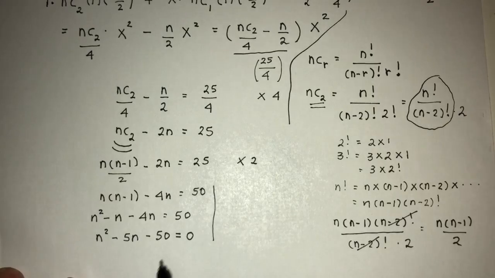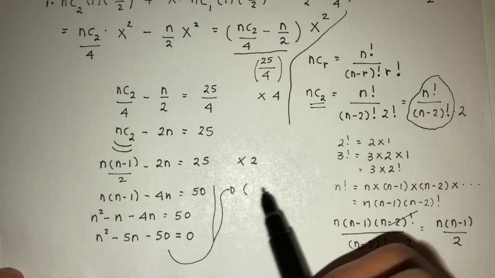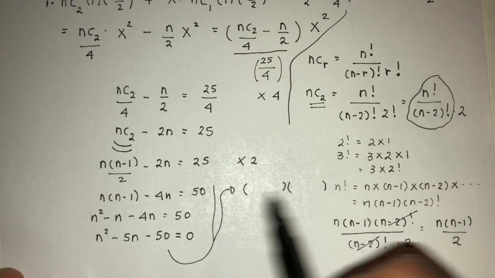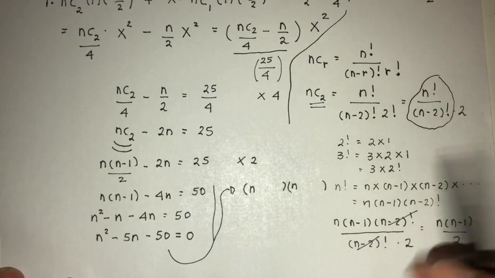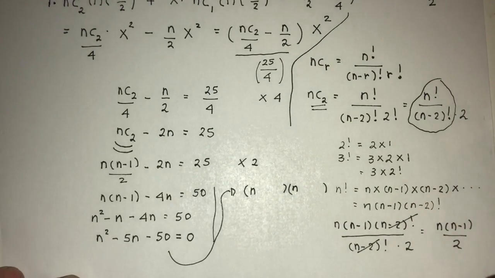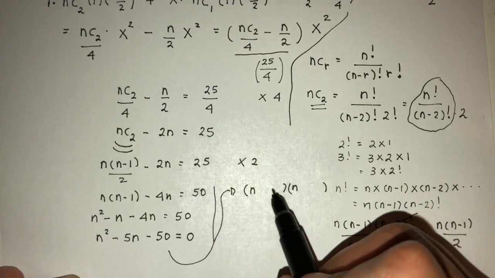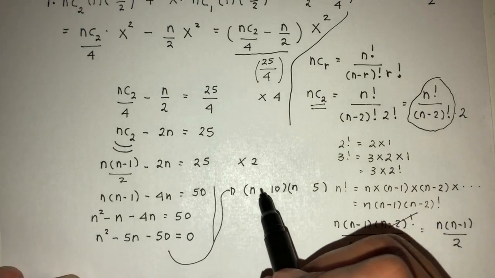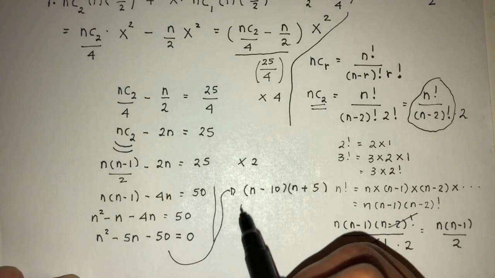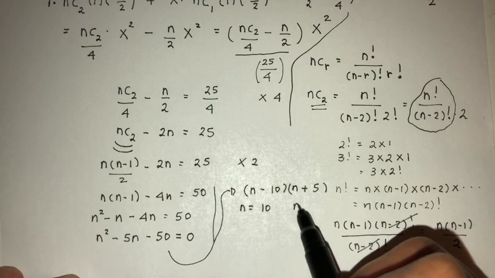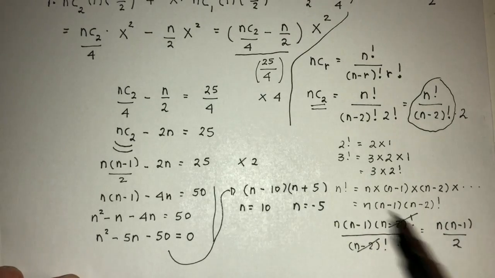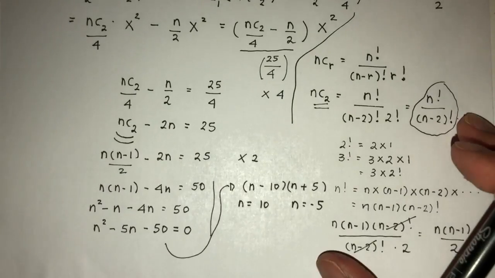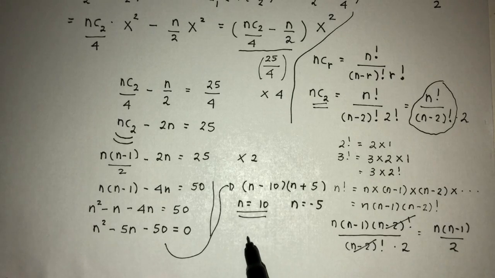Now we can factorize into 2 brackets because we have n squared. Now it'll be n times n. What is 50? 50 is 5 times 10, right? So 10 here and 5. To get minus 5, we have to have minus 10 and plus 5. So n can be 10 or n can be minus 5. Obviously, it is asking for a positive value of n here, so n can only be 10. So our answer will be n is 10.